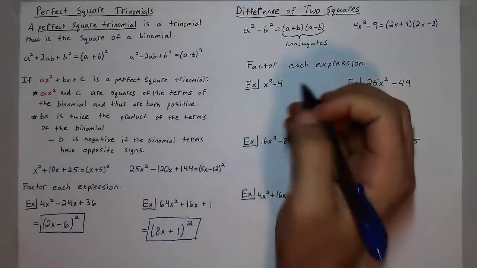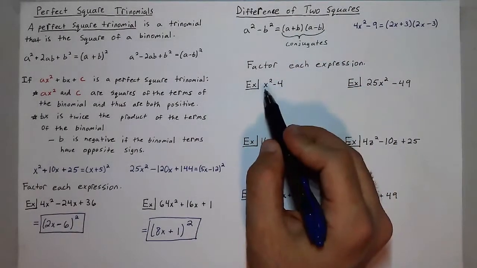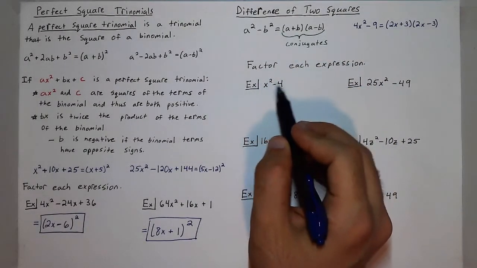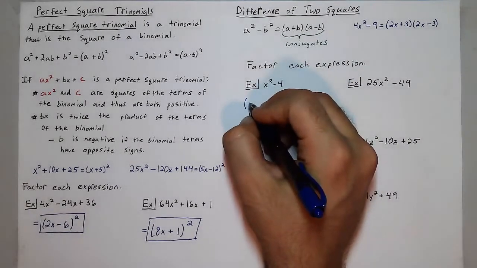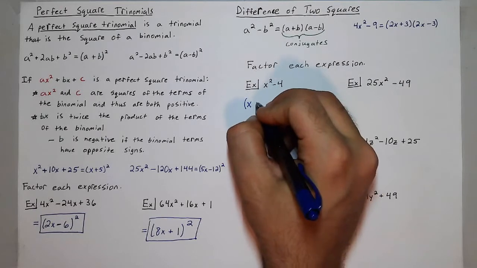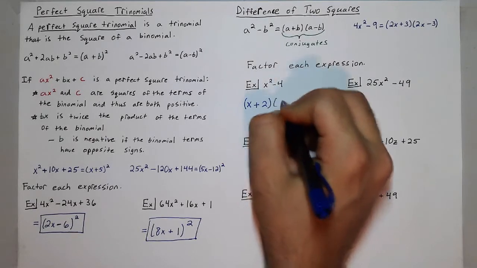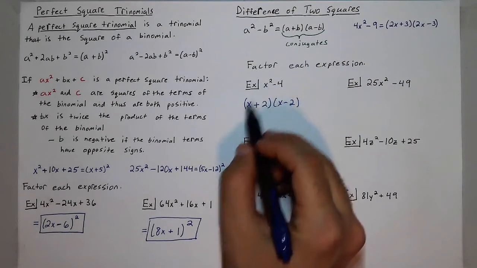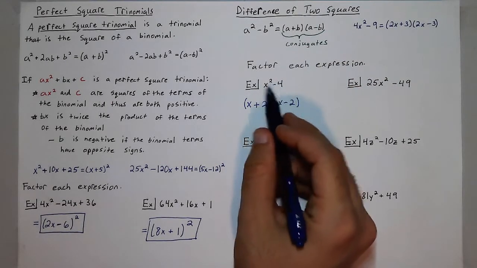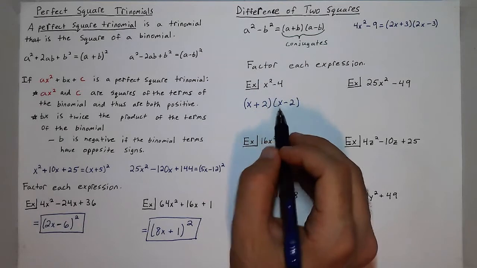So if you want to see this at play, if you saw x squared minus 4, these are both perfect squares that are being subtracted. So when I go to factor, I'll put x plus 2 and x minus 2, because I have x squared and 4. I'm taking the square root of both of those to get that term, and then I make them conjugates.